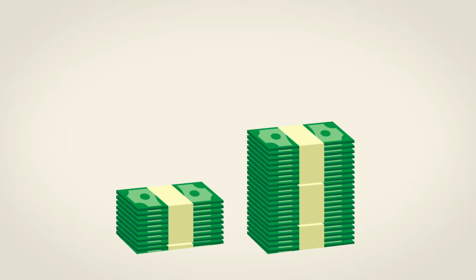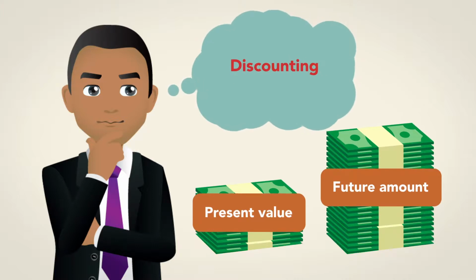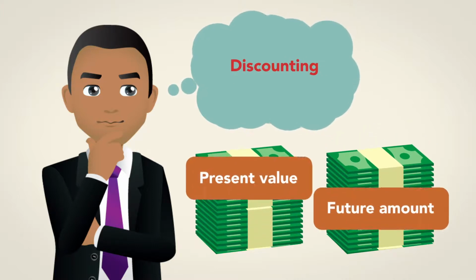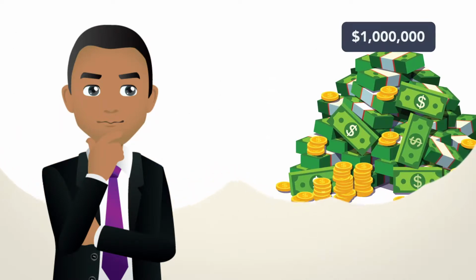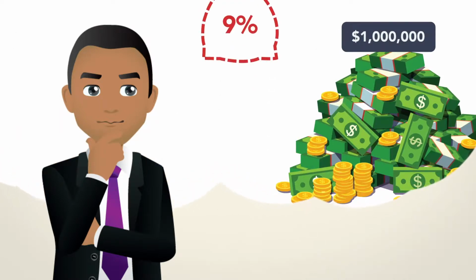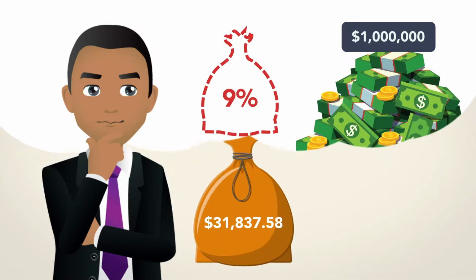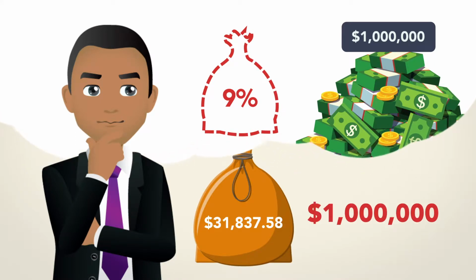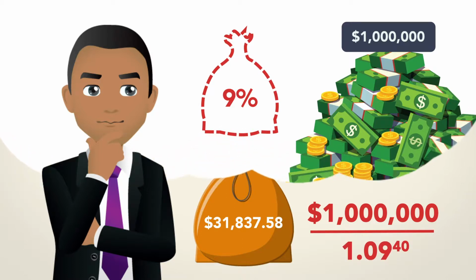It works the other way too. A person can calculate the present value of a future amount by a process that is called discounting. We discount the future value to the present. For example, Andrew wants to retire with at least $1 million at age 65. He wants to know how much he needs to invest today at 9% to achieve this goal. The answer is $31,837.58. The amount is given by the formula of the principal amount of the $1 million divided by 1.09 raised to the power of 40, which is the number of compounding periods.